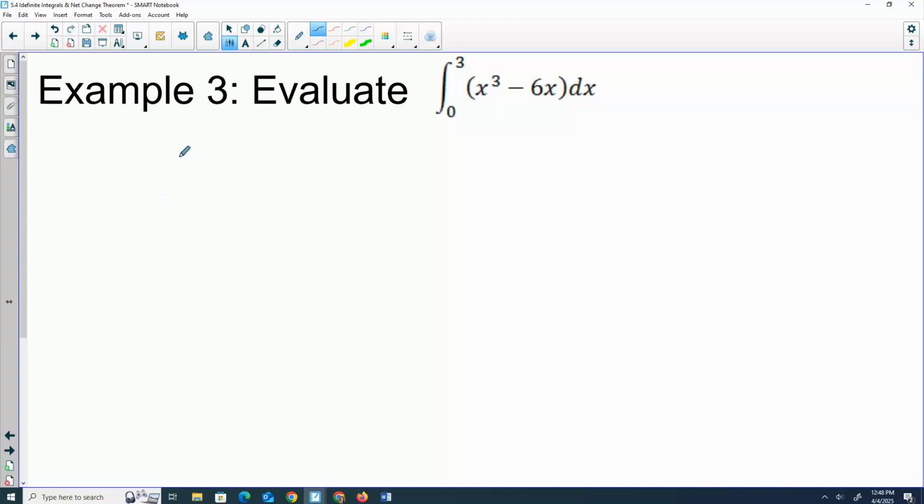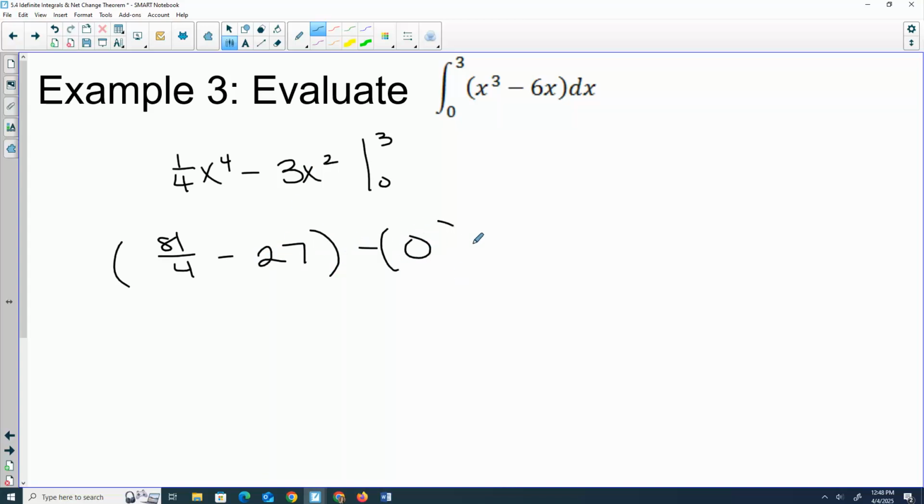Antiderivative of x cubed, antiderivative of 6x. Okay, 3 to the 4th is 81 over 4 minus 27 minus 0. So you get negative 27 over 4. Is that okay? Yep.